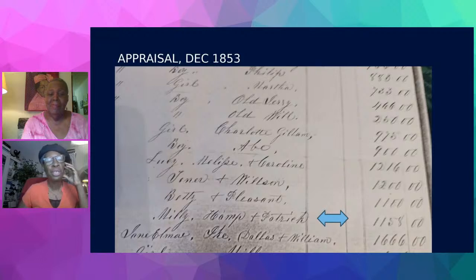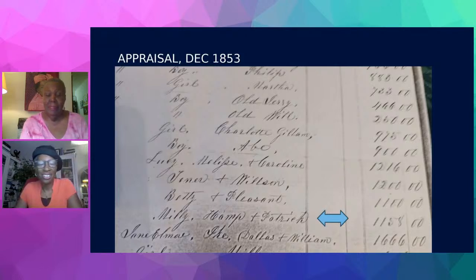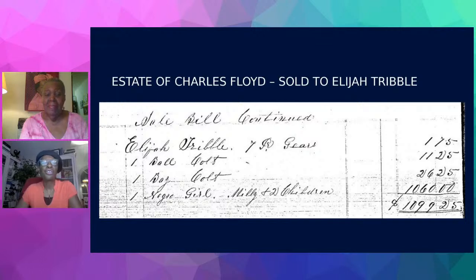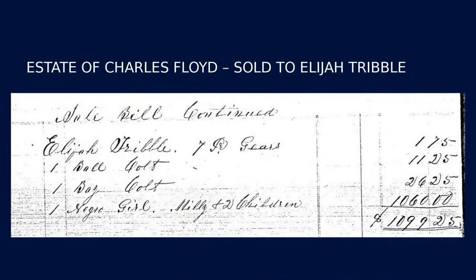So who are Millie and Patrick to Hamp? Millie is his mother, and Patrick is his brother. Oh, wow. I don't know why I got chills seeing them on here. It's not like I haven't seen people listed like this, but wow. And here you have another record, from the estate of Charles Floyd, sold to Elijah Tribble. So what are we looking at here? This is another one to bring chills.